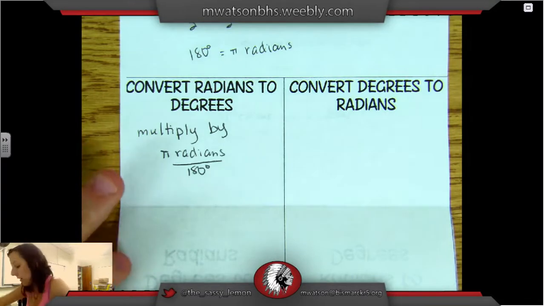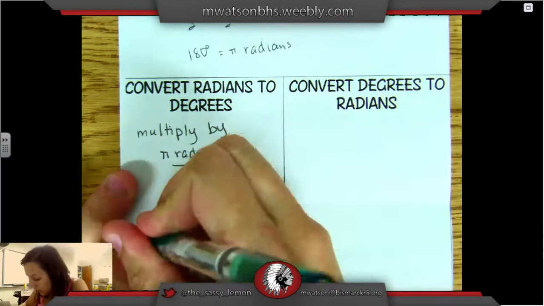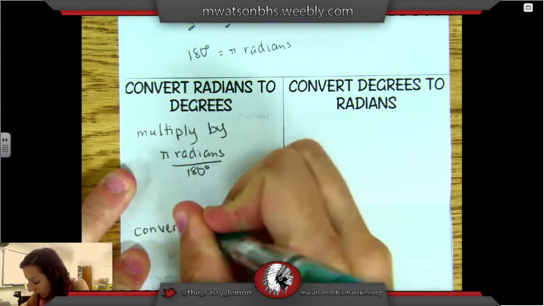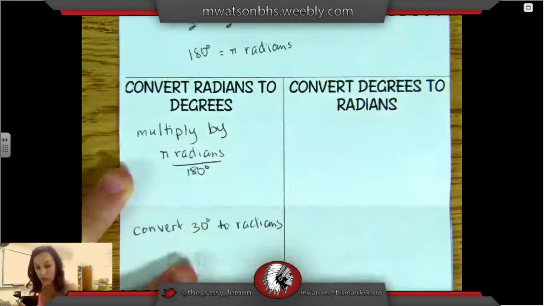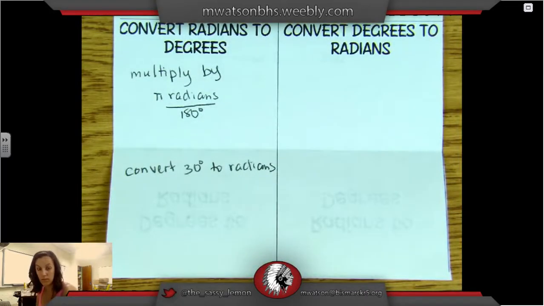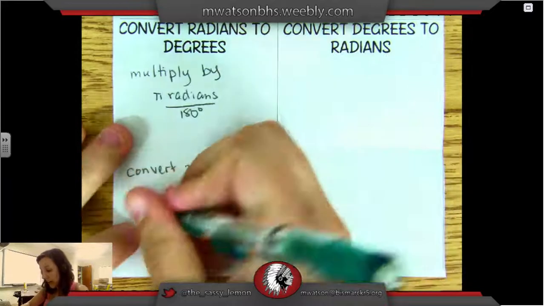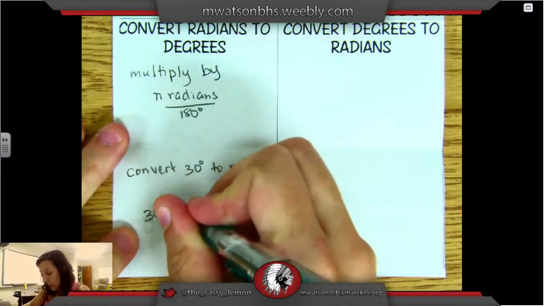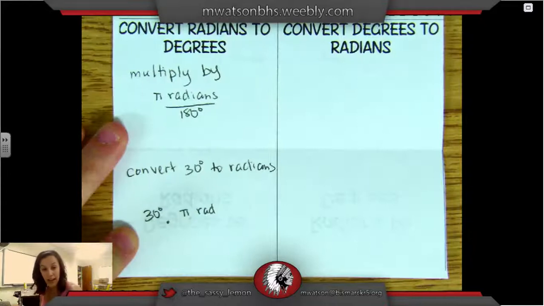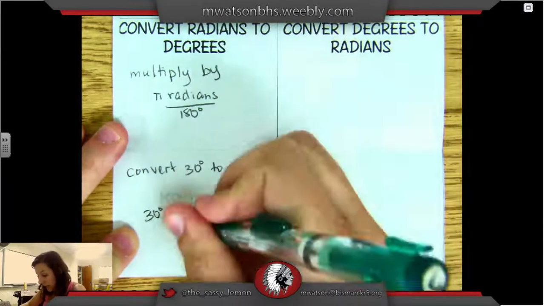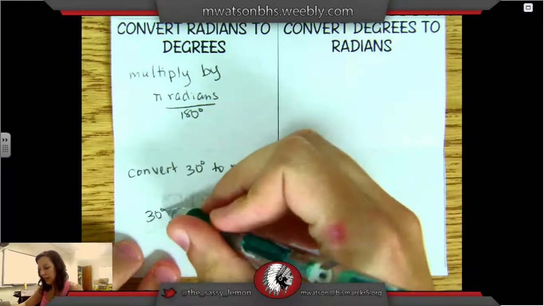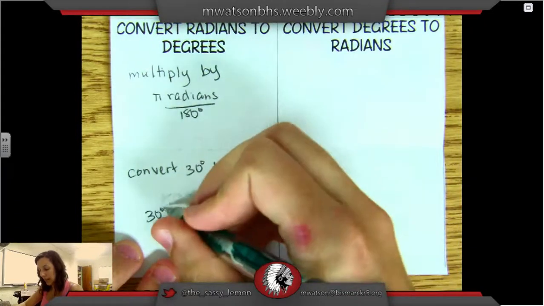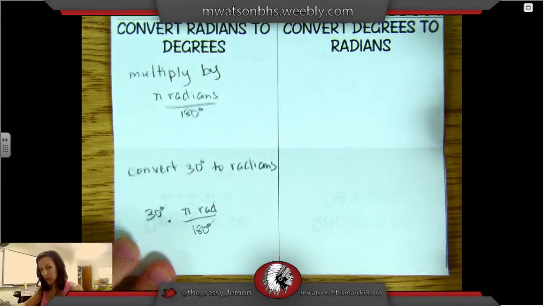So let's do an example. Say we want to convert 30 degrees to radians. Well, just do what it says. We're going to multiply 30 degrees by pi, and I'm just going to put rad for short, that's short for radians, over 180 degrees. If you remember from science class or maybe in math class, when you have units on top and bottom, they cancel out. That's why this is converting.